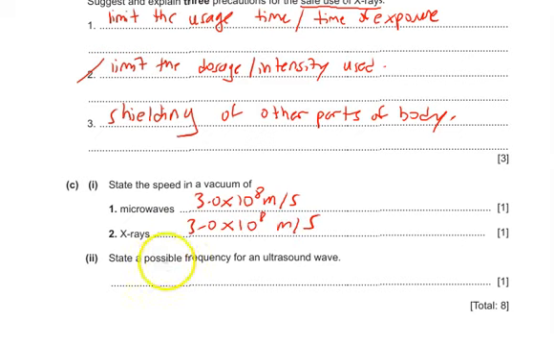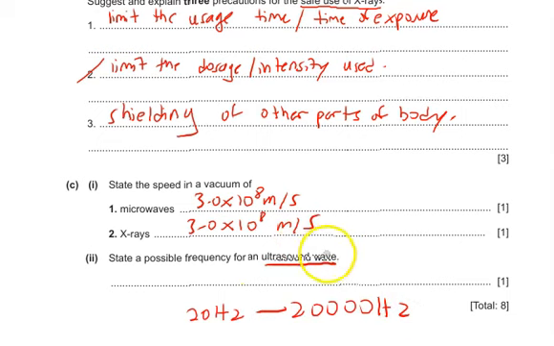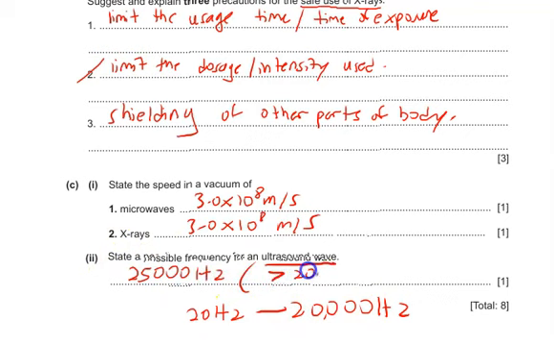Okay, now state the possible frequency of an ultrasound. Our normal human hearing range is 20 Hz to 20,000 Hz. So ultrasound means it's something extra, so it will be higher than 20,000. So we can just state about 25,000 Hz, or anything more than 20,000 Hz is an ultrasound. Okay. So the total marks for this question is 8 marks. So we can move on with the next question over here.